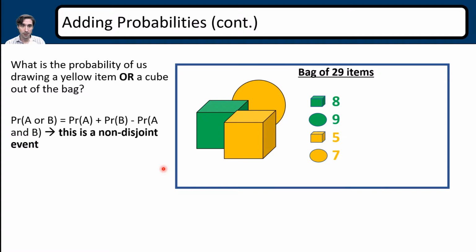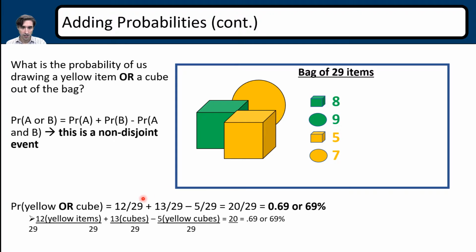All right, and lastly, what is the probability of us drawing a yellow item or a cube out of the bag? So we're going to have to grab all the yellow as well as the cube right here. So we're going to add 8, 5, and 7. Okay, so this is the 5 plus 7. This is the yellow item right here. And then we have the 13. We're going to add the 13 because this is all 13 cubes total.